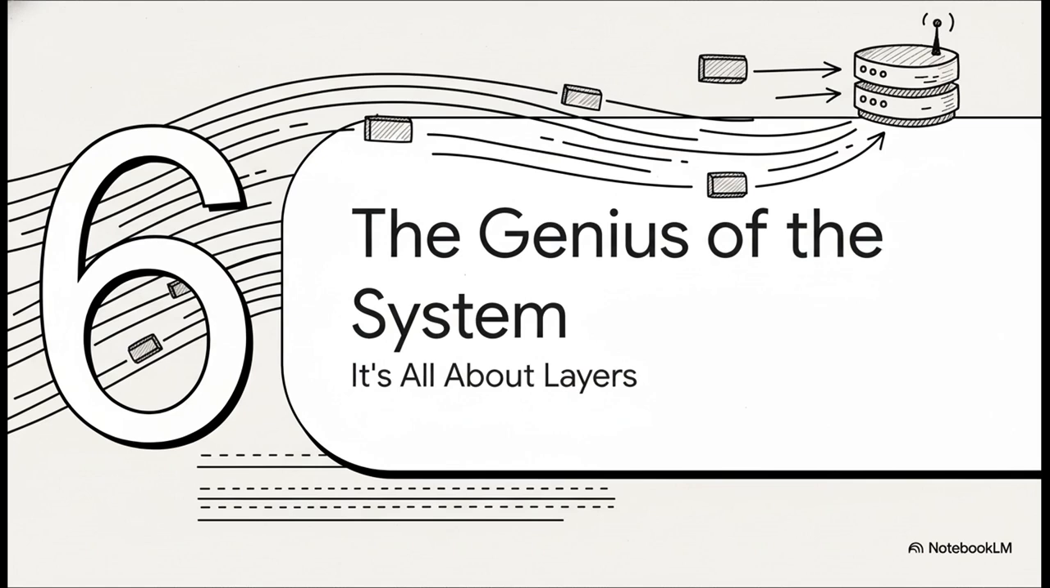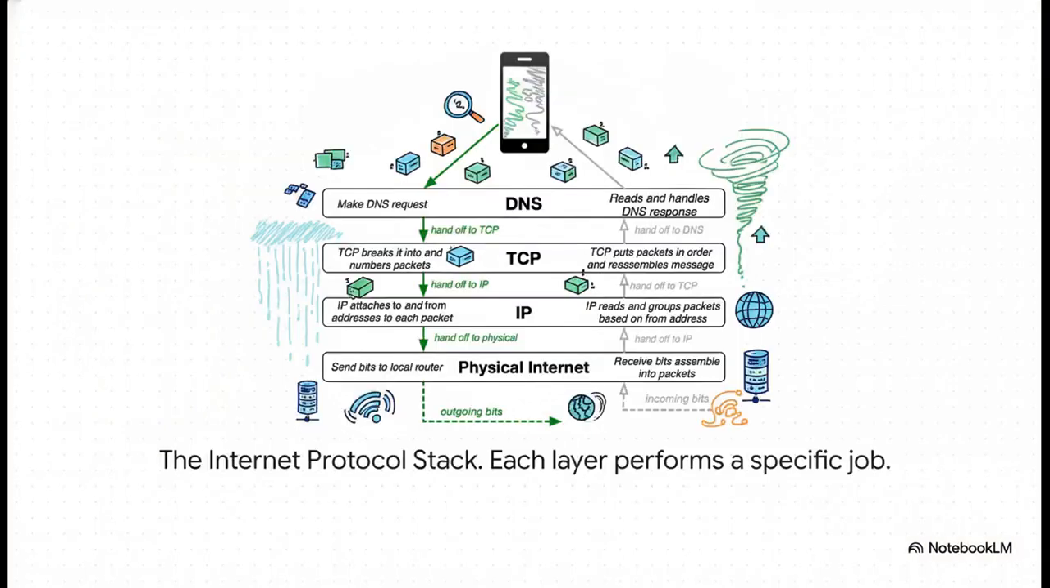Okay, so now the server sends the web page you asked for back to you. It does the same thing, chops it up into packets, and sends them on the return trip. And this whole back and forth process is where you can really see the true genius of how this whole system was designed. See, the internet isn't just one giant, messy system. It's actually a beautifully organized stack of technologies. You can picture it like a set of building blocks or layers. Each layer has a very specific job, and it doesn't worry about any other layer's job.